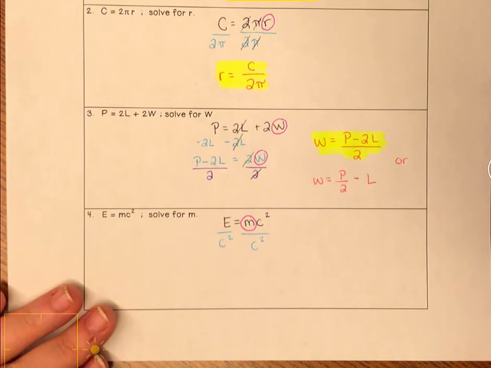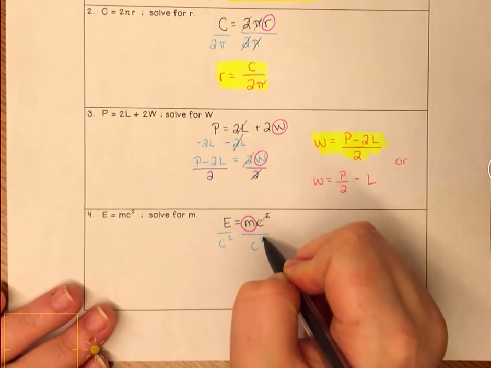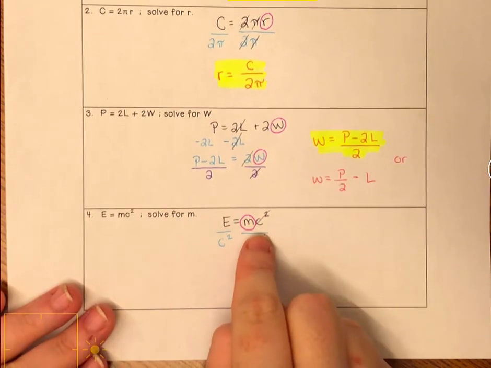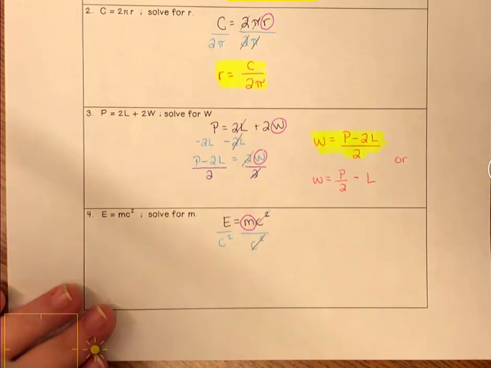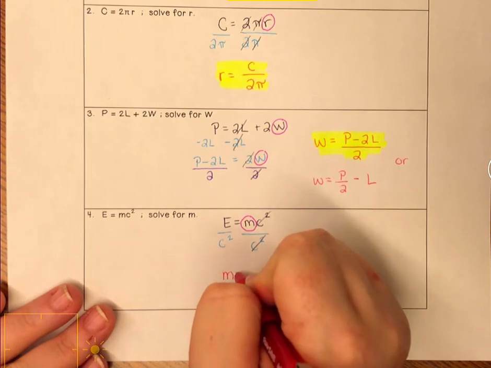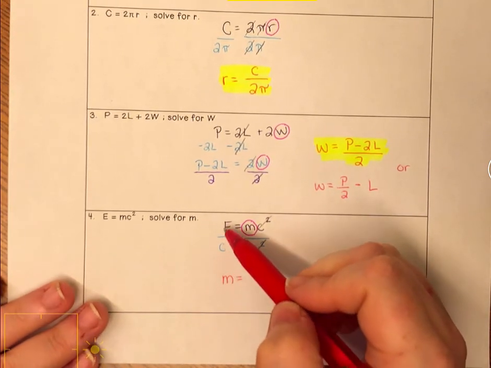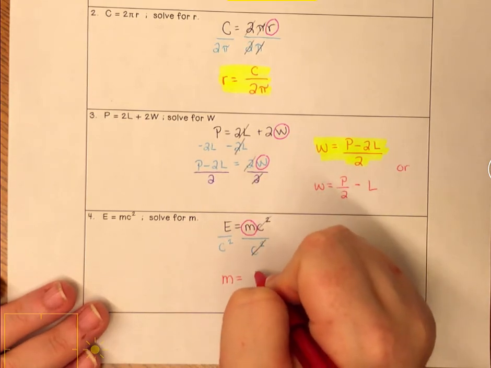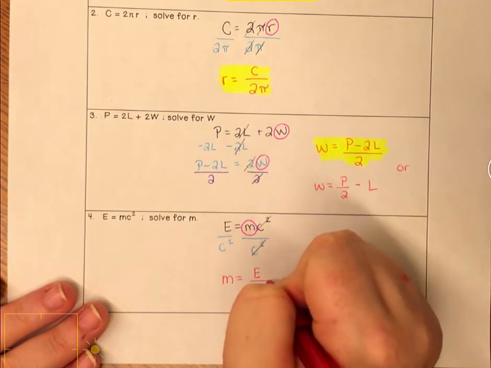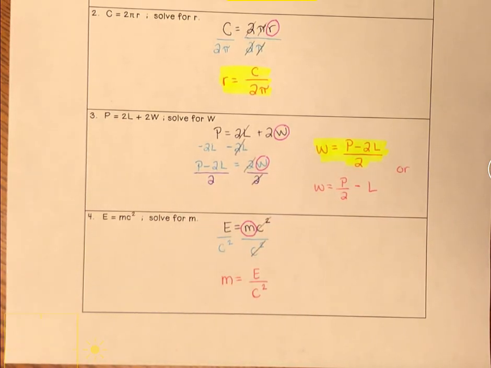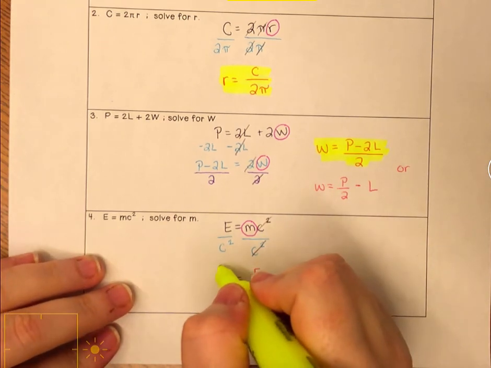When I divide by c squared, it goes away on the right-hand side. M is completely alone now, so I can write out the final answer. M equals, on this side I keep everything as it is, because it cannot simplify further. So m equals E divided by c squared. I don't have to worry about the exponent because I was not trying to get c alone. This is our final answer.